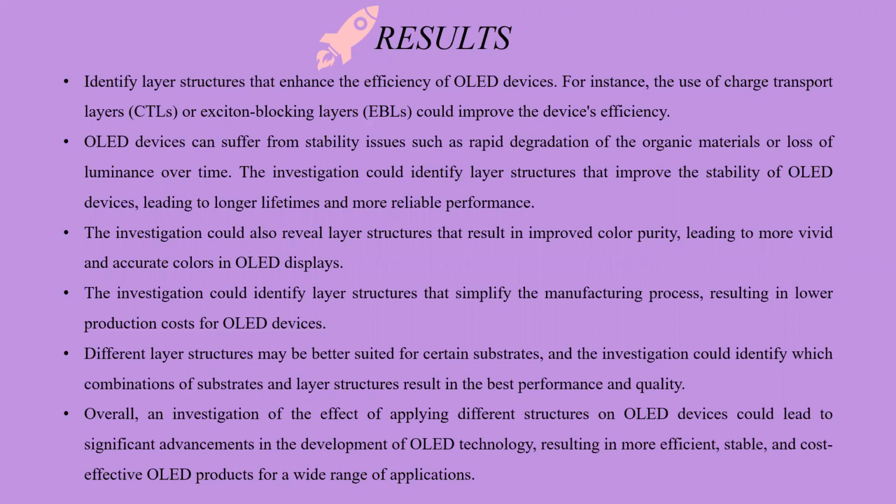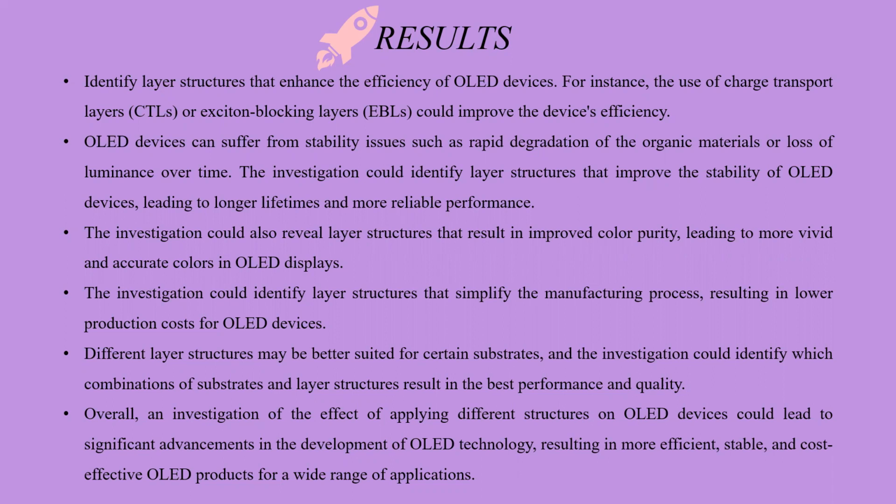Next is results. Basically, this topic deals with the improvement of how to use OLED devices efficiently and better, and to have high quality and performance. In this topic we discussed different structures and different layers, which improve the color properties, leading to more accurate color in OLED devices, and a simplified manufacturing process, resulting in low power consumption and low cost of the device.